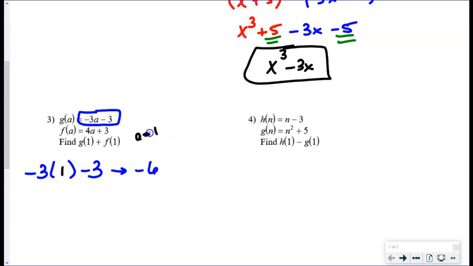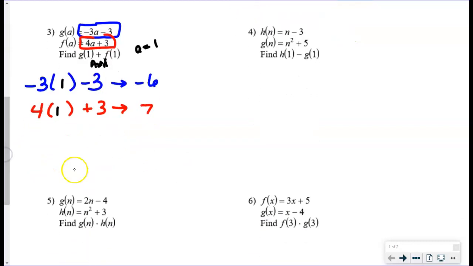Then if you take function f and you plug in a 1, a little mental math again, here we go, you get 7. And then they want you to add them together. Well, it's not really that hard, guys. Negative 6 plus 7 gives you an answer of 1.